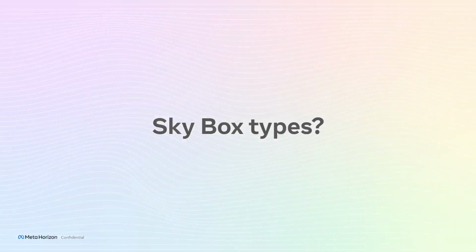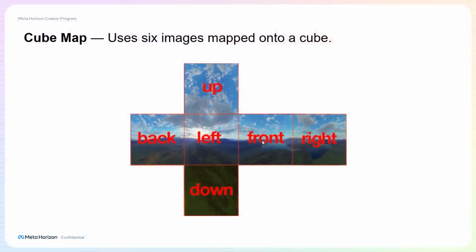What are the skybox types? First up is a cube map. A cube map uses 6 images mapped into a cube. These are easily generated. I will drop links to a page where it shows you how to convert, or it just converts it for you. So I will drop source images and stuff like that.